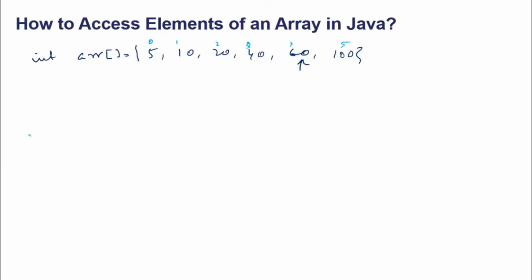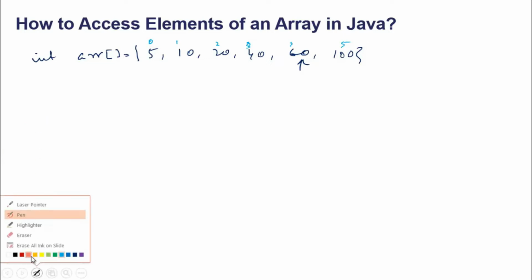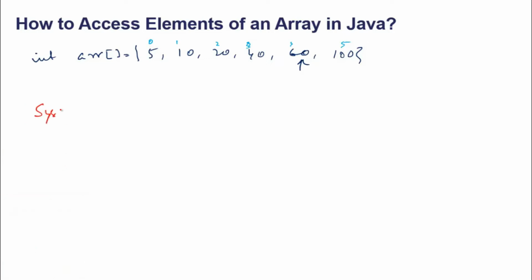So how can I print that? How can I print the elements here? We can write System.out.println, and here the array name arr and the index number 4. So it will print me 60. If I want to print 20, then you have to give 2 here instead of 4. That is how we can access the value.